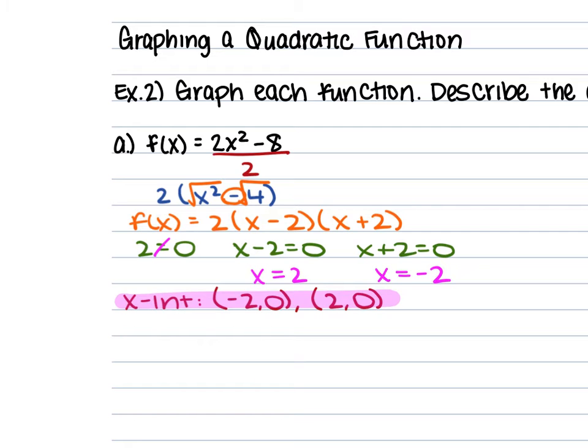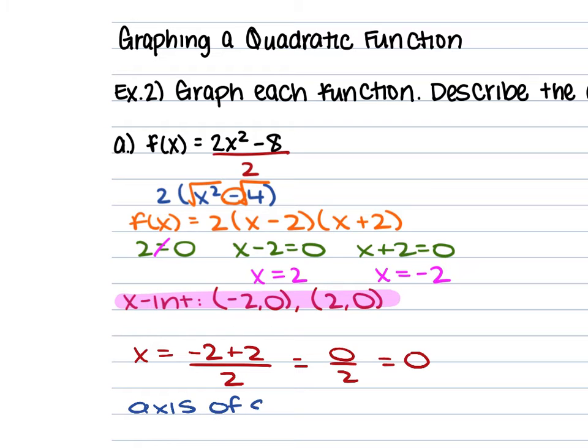To find your axis of symmetry, use x is equal to negative 2 plus 2 over 2. The negative 2 plus 2 is 0 over 2. 0 over anything is 0. So your axis of symmetry is x is equal to 0.